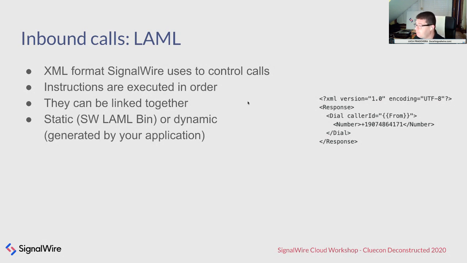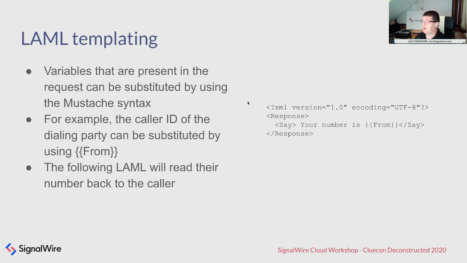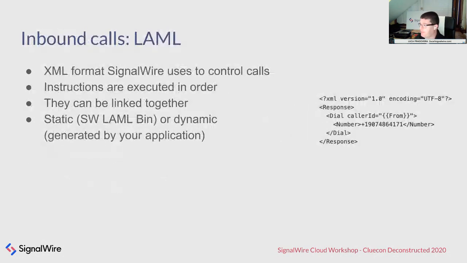Okay, so as you noticed in the previous slide, if you look at the dial tag that we're using, first of all, this is normal XML. Response wraps the whole document, and dial is one of the verbs. Dial is instructing the platform to dial this number from the caller ID that came in from the call. This is interesting because, even if it is XML, we do support some limited logic in the LAML that allows you to make it a little bit more dynamic.